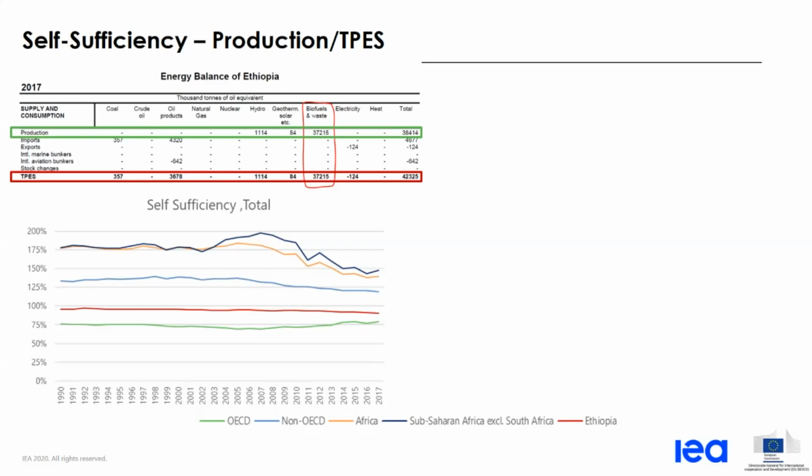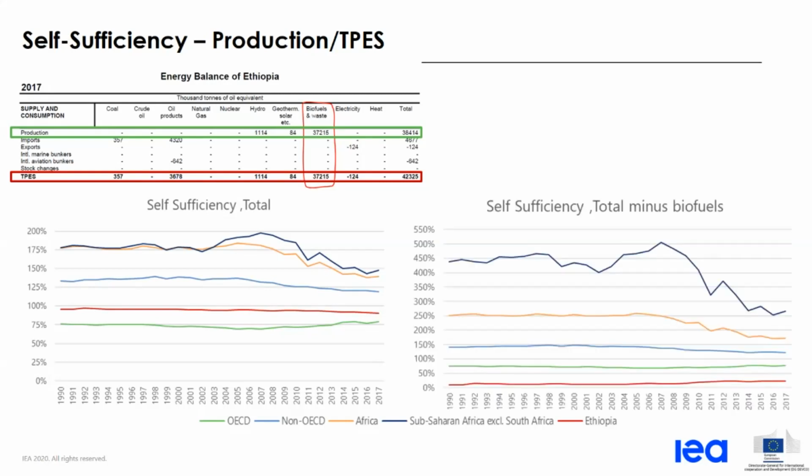And for Ethiopia, biofuels and waste represent a very, very high percentage of the total primary energy supply. This means that if you calculate these indicators using the total for Ethiopia, you can see that Ethiopia is self-sufficient in its energy supply. However, we need to pay always attention because of the noise that biofuels is bringing. And this is a really typical thing that happens in sub-Saharan Africa and in Africa in general. So something that can be done to solve this is recalculate this indicator, but removing the biofuel and waste. And let's see how this will look.